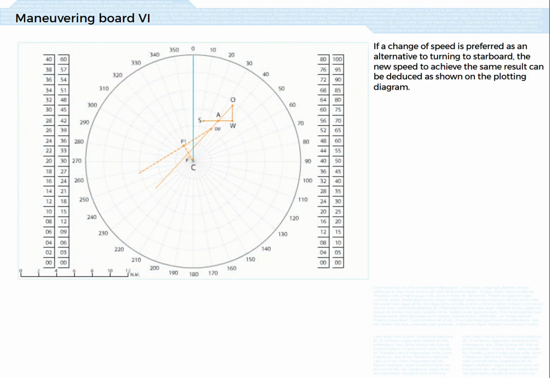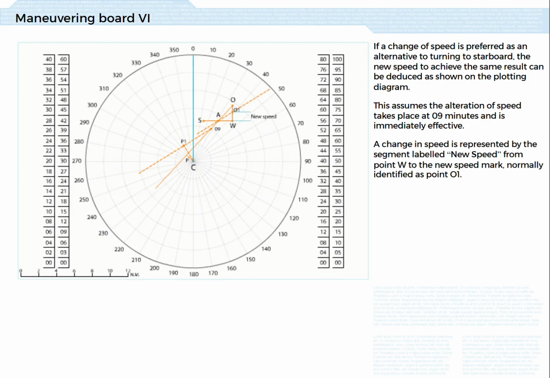If a change of speed is preferred as an alternative to turning to starboard, the new speed to achieve the same result can be deduced as shown on the plotting diagram. This assumes the alteration of speed takes place at 09 minutes and is immediately effective. A change in speed is represented by the segment labelled New Speed from point W to the new speed mark, normally identified as point O1. If your own speed from time 09 minutes is reduced to 11 knots, the target will pass with a CPA of 2 nautical miles on your port bow.